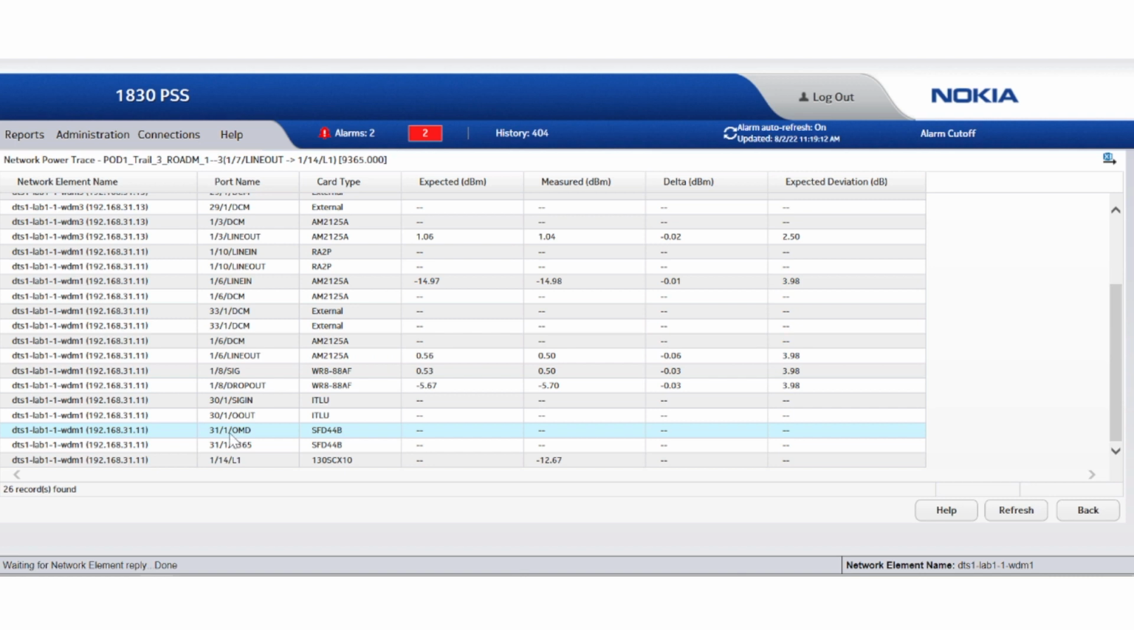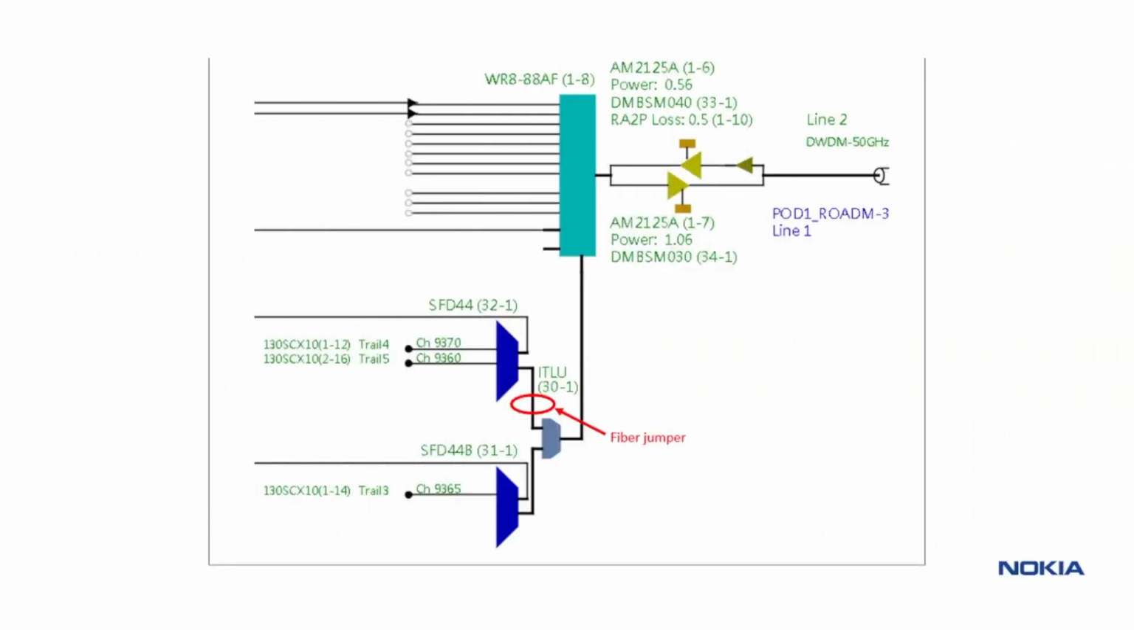This excludes one of our three possible candidates for inspection: the link between the WR card and the interleaver used by the three channels. At the same time, the issue is most likely due to the only fiber shared between channels 9360 and 9370, the one connecting the interleaver with their SFD, as shown in this image taken from the optical network design.